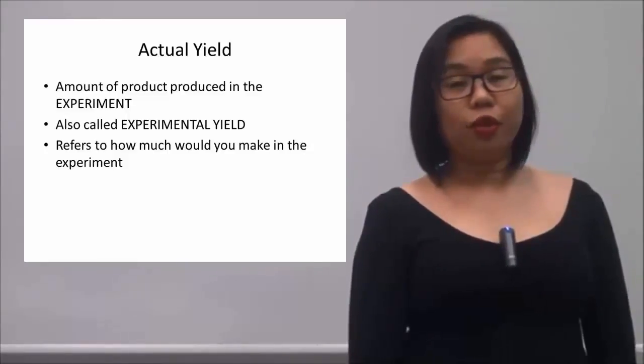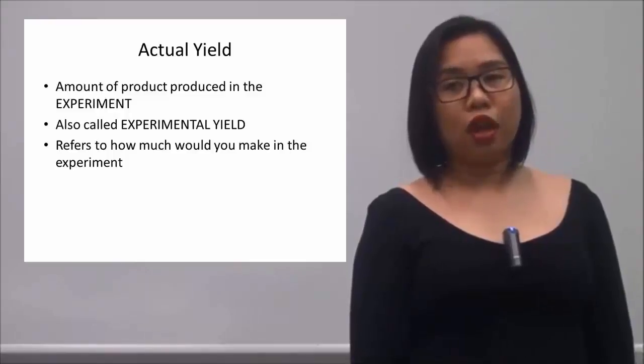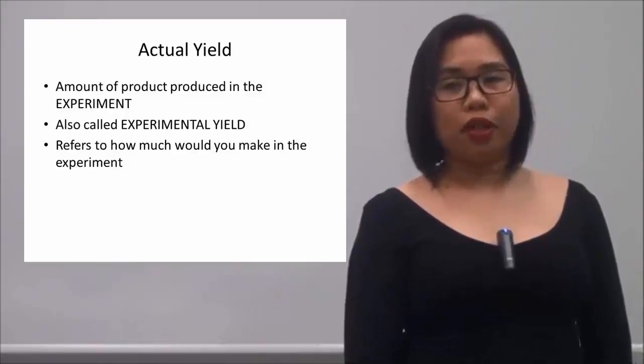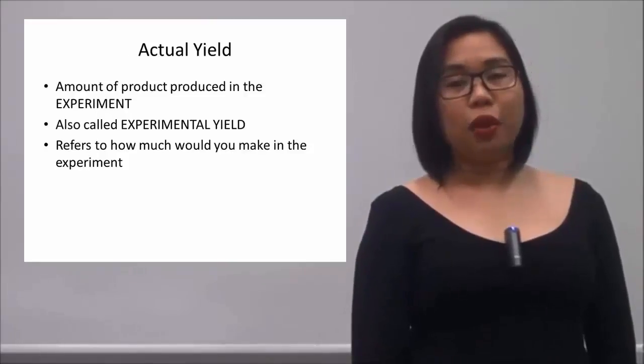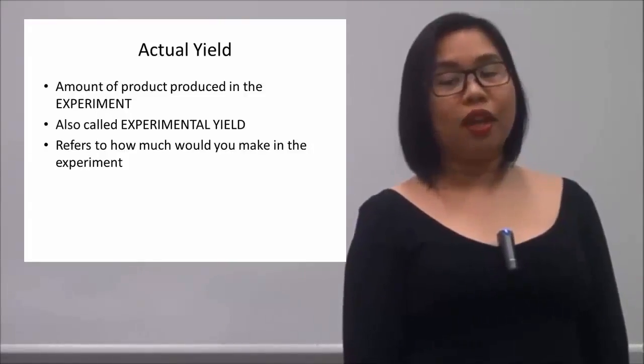Actual yield refers to the amount of product produced in the experiment. It is also called experimental yield. It refers to how much you make in the experiment.